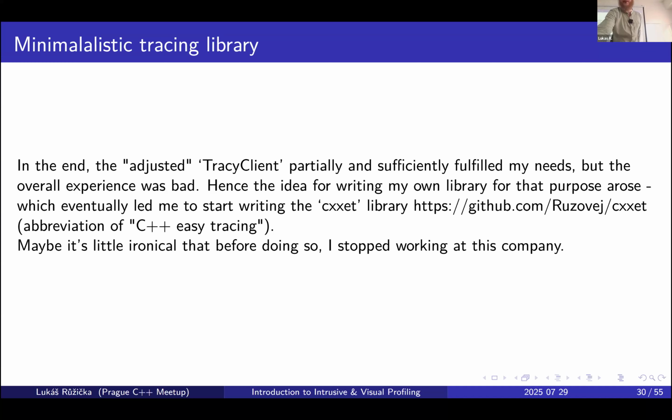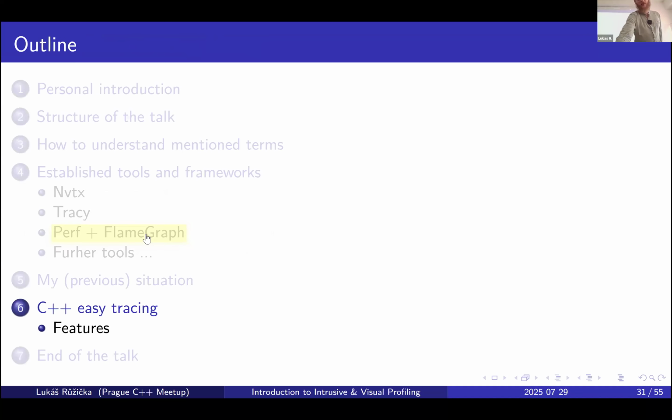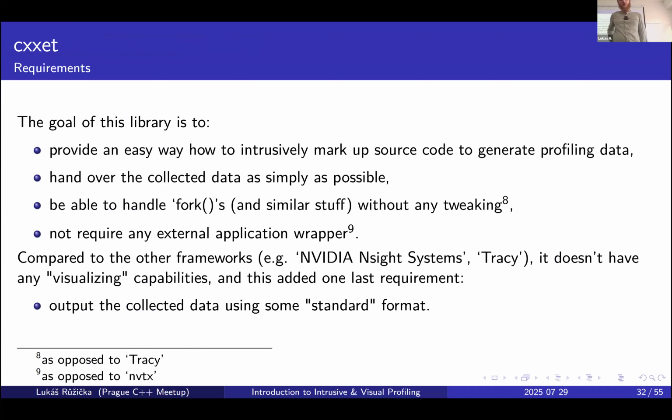On the Discord, I announced that I want to do this talk, and only 2 people voted in the poll, but both of them voted that I should talk about this library I tried to write. And so here we are. It's called C++ or cxxet. It's an abbreviation for C++ easy tracing.